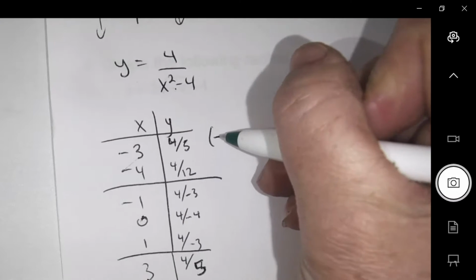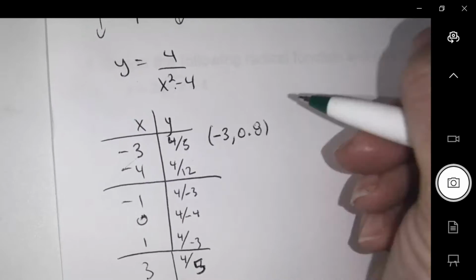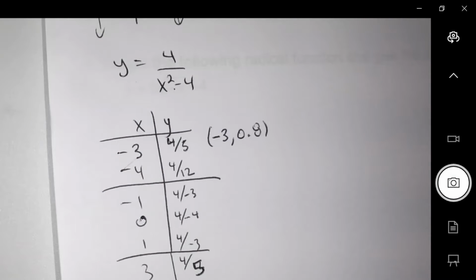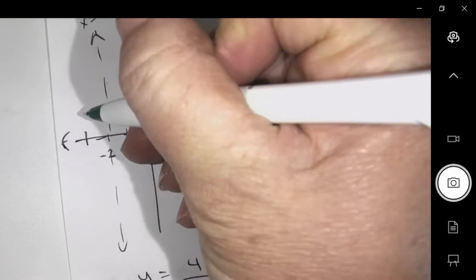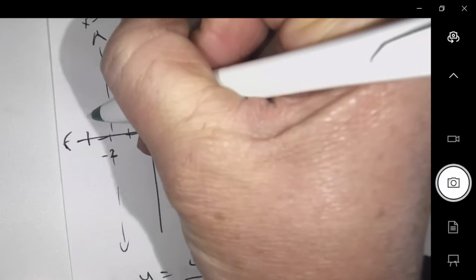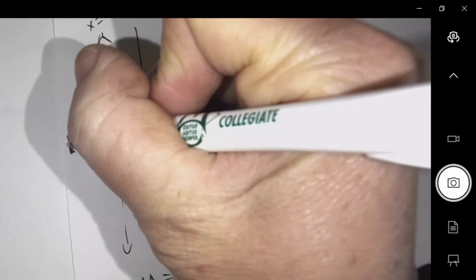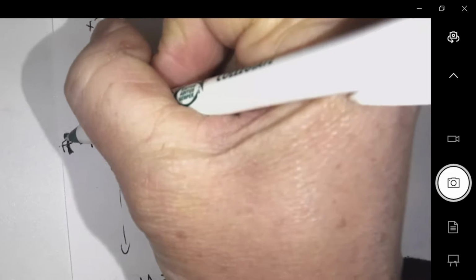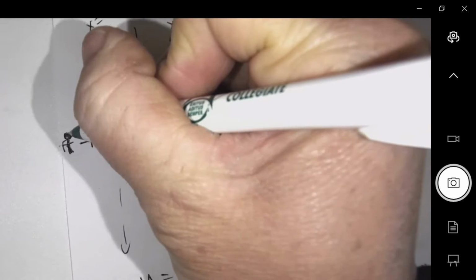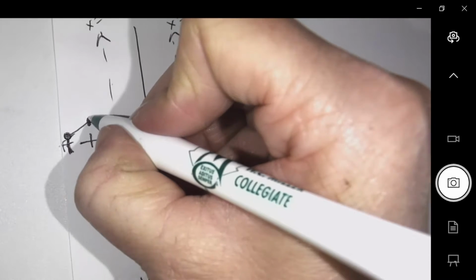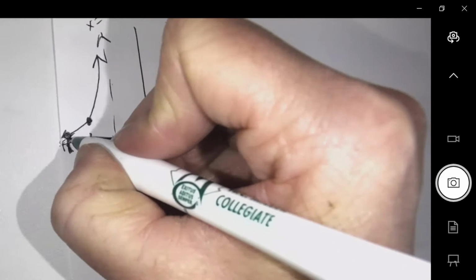For example, this would be -3, 0.8 if I'm going to graph it. Okay, I'm graphing like that. -3, 0.8. -4, 0.3, because 4/12 is 1/3. Okay, do I get the shape already? I can see it's going to go up and it's going to flatten.